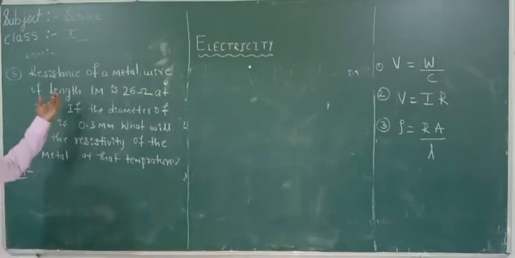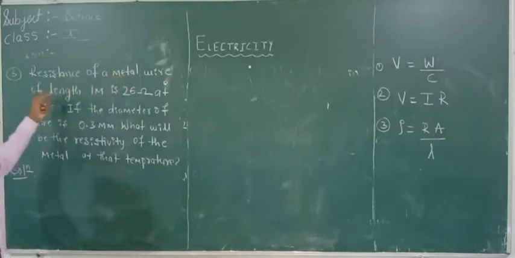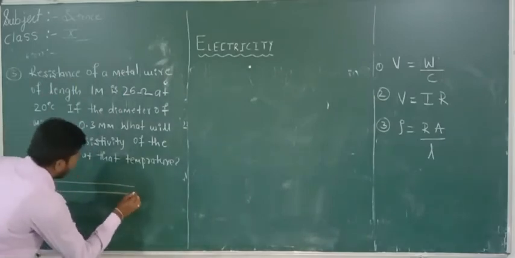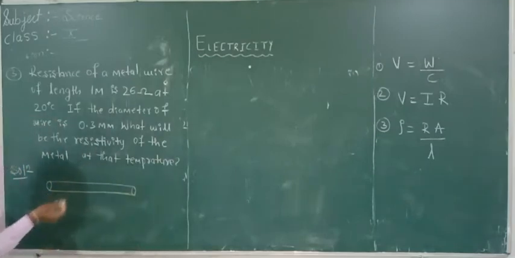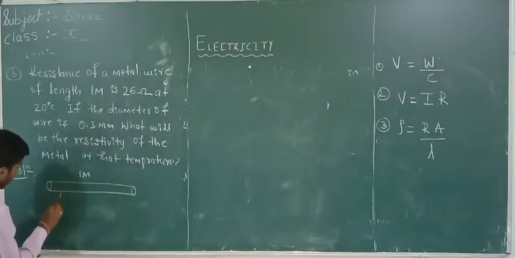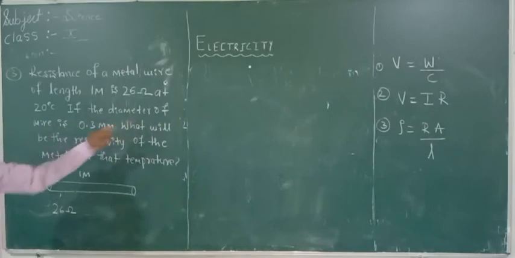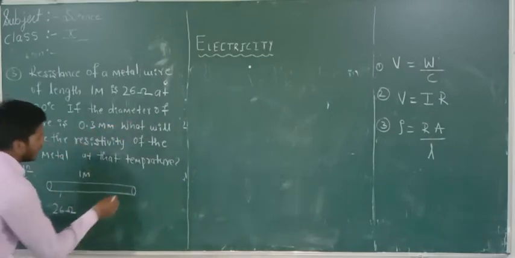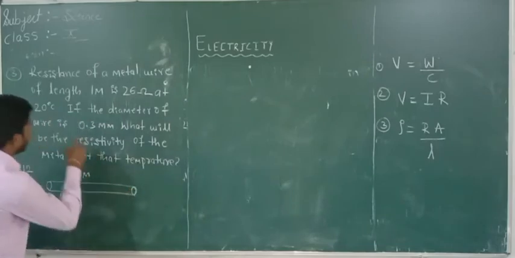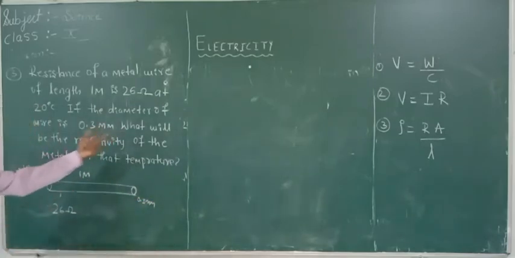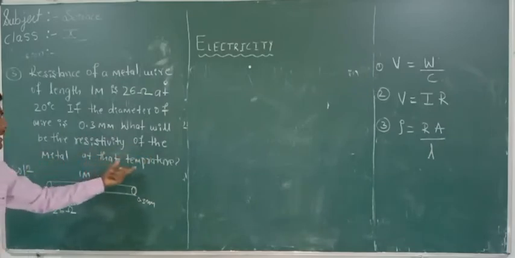See students, once again you look back the example. Resistance of a metal wire of length 1 meter. I am considering one conductor or a wire. The length is 1 meter. The resistance of this wire is 26 ohms at 20 degrees Celsius. If the diameter of the wire is 0.3 mm, what will be the resistivity of the metal at that temperature?